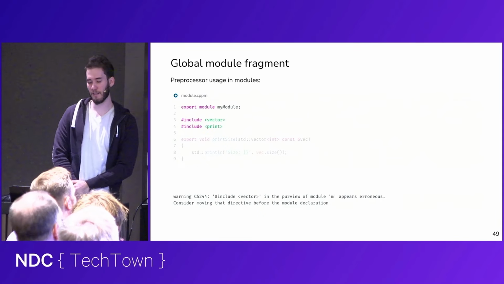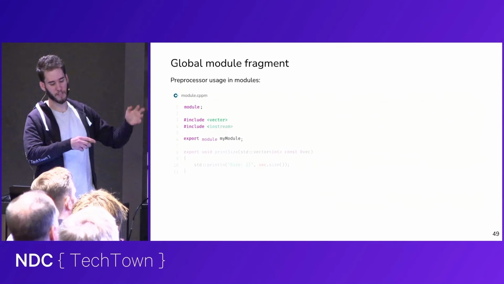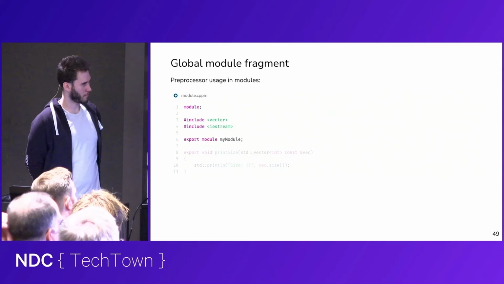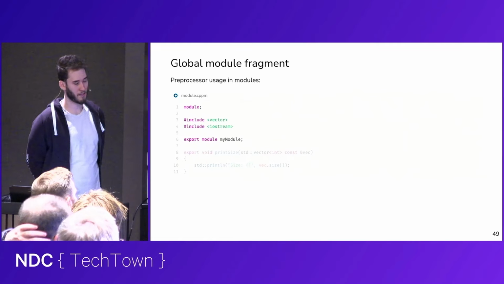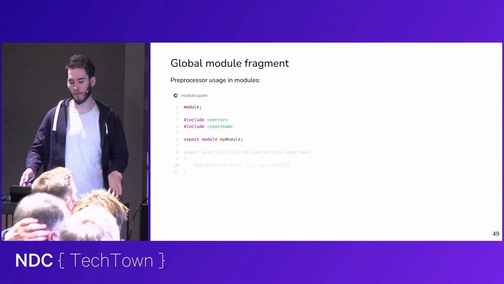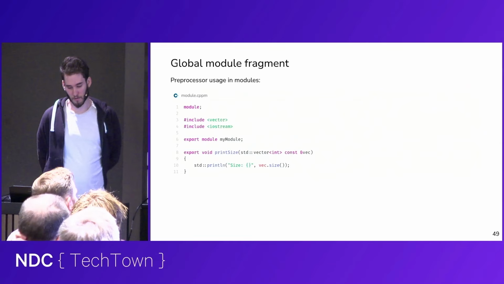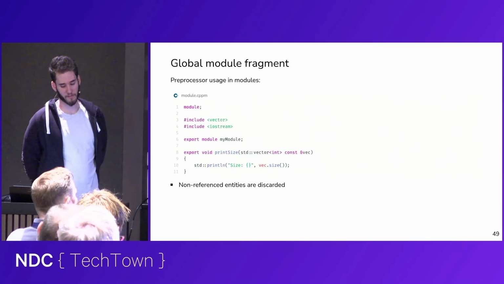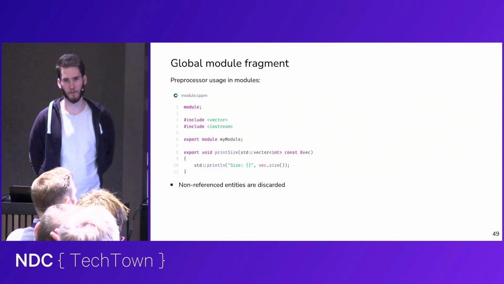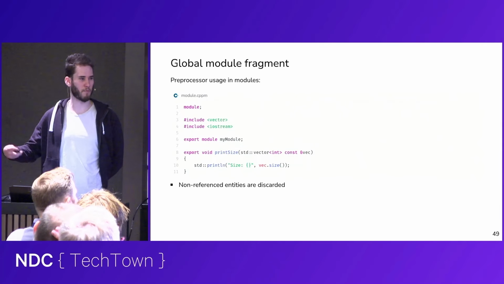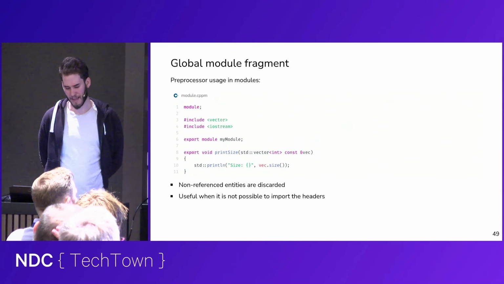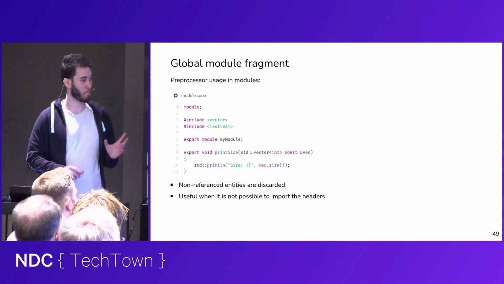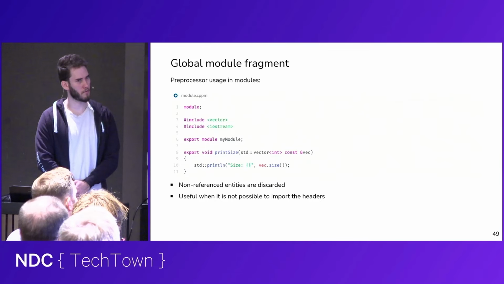So if you don't want that, what you can do is just move them up to this small fragment in the beginning of the code. And that will tell you, like, I want to use the preprocessor, but I'm not owning anything here. So now your code suddenly works. And it's important to know that any non-reference entities will be discarded here. So you don't need to worry about including too much and then re-exporting it with every header unit. And it's very useful when it's not possible to import any of the headers.